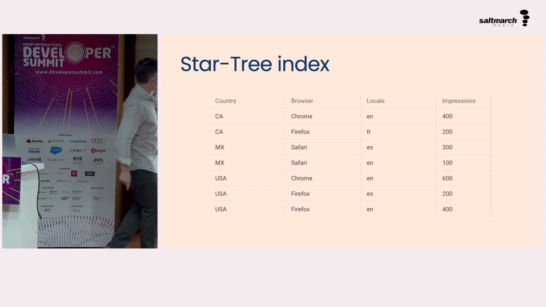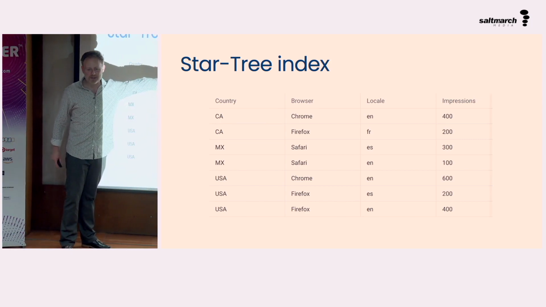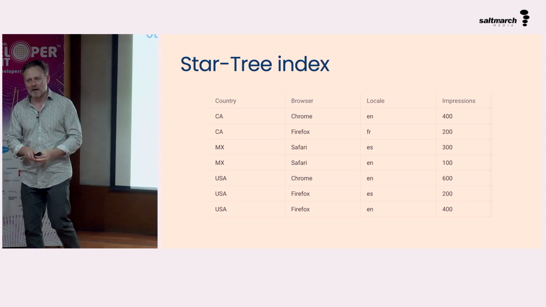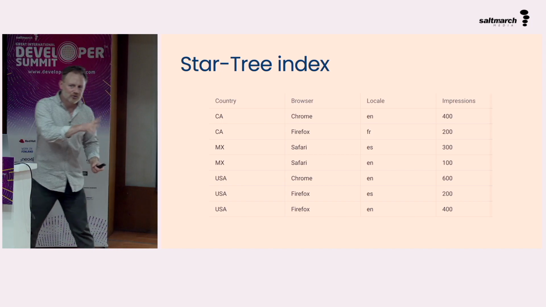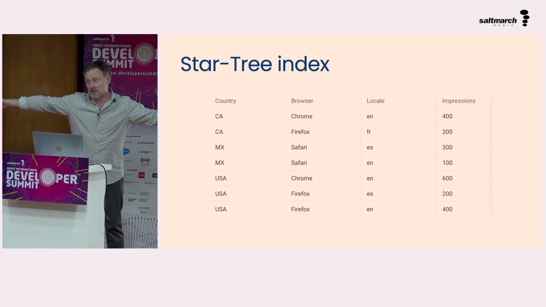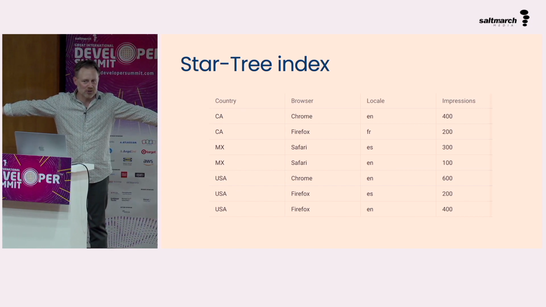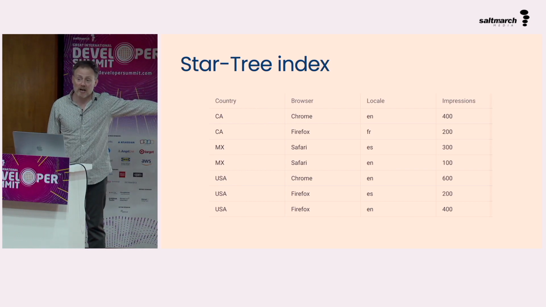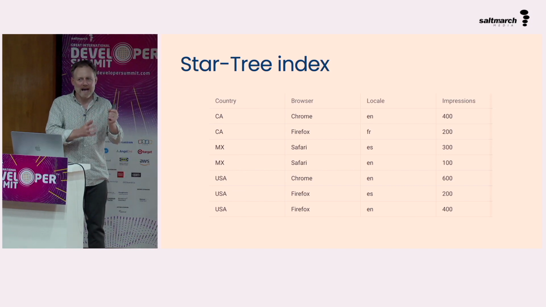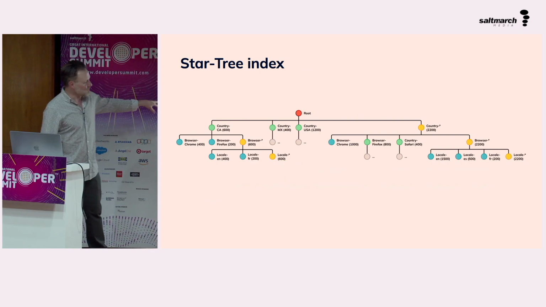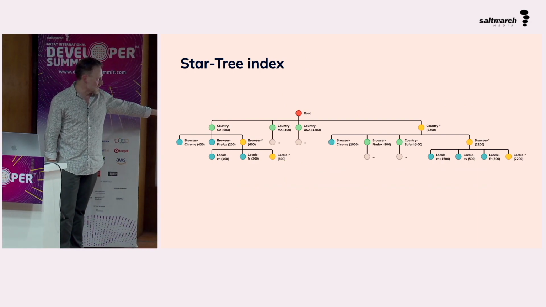Look at our dimensions. Country, browser, locale. What's our metric? Ad impressions. The Startree index is appropriate where I am filtering on some number of a few dimensions. I've got 3 here, and let's say I don't know which one of those 3 are going to show up in my where clause on any given query. But I do know I want the sum of impressions. I could also have the average, max, any number of aggregates I want. We're just going to go with sum. What it does is it builds this tree in the index.